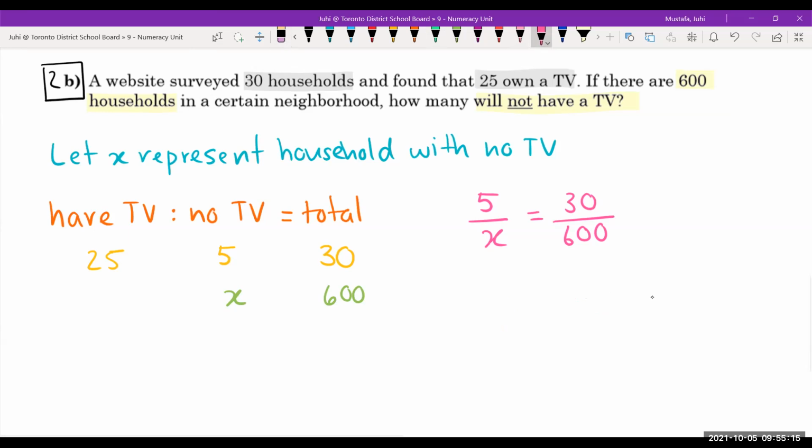Now, before we start solving this, we can actually simplify this side of our proportion. So let's go ahead and do that to make the numbers a little bit smaller and nicer and easier. 30 and 600. What can I divide both of these by? Yeah, I can actually divide this by 30 and I can divide this by 30. This is just fraction rules, right? We're allowed to cross reduce vertically. 1 over 20. Good.